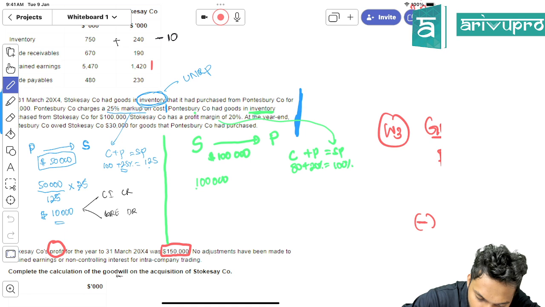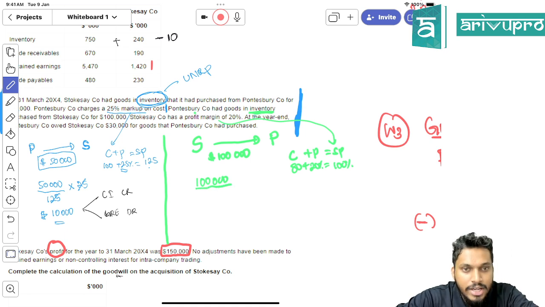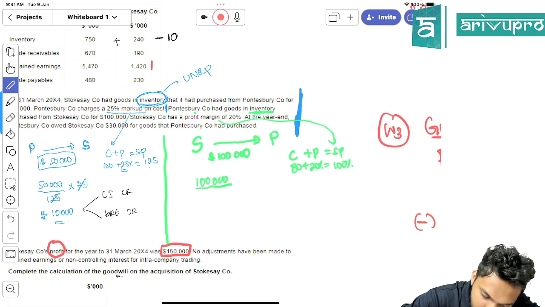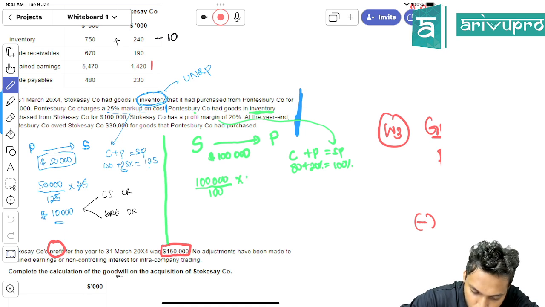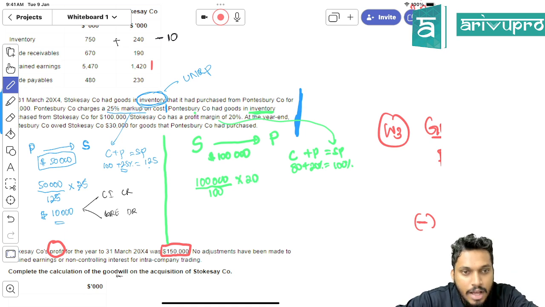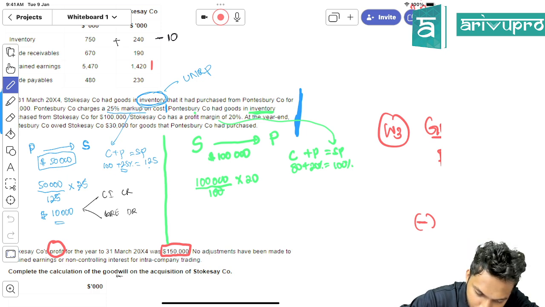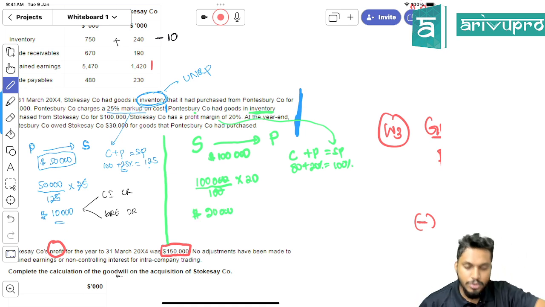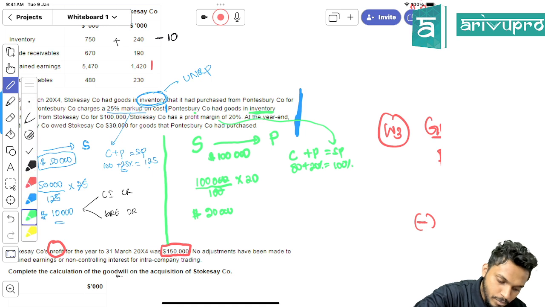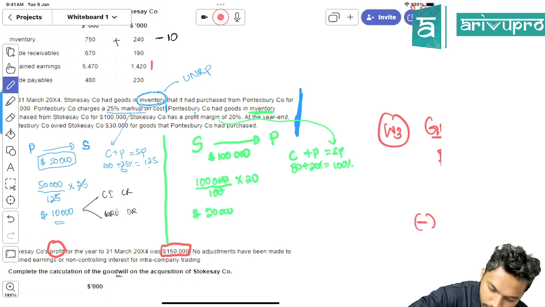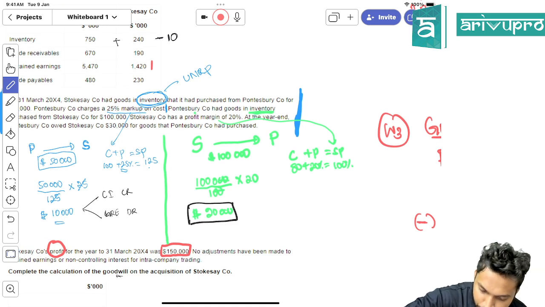So this 100,000 is remaining in the inventory. So I need to calculate the unrealized profits for this 100,000. So which is divided by 100 into 20. Am I correct? Yes. So which is 20,000. This is 20,000. So what is this 20,000? This 20,000 is your unrealized profits.